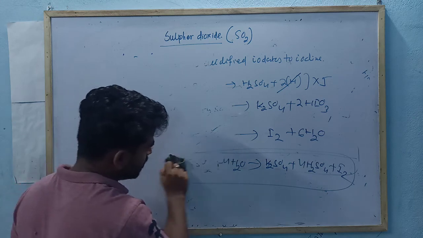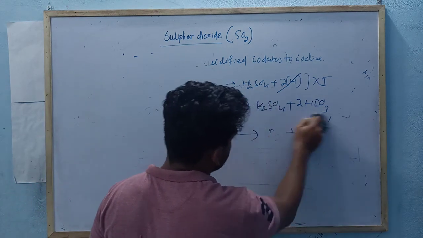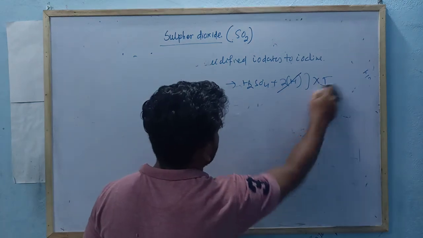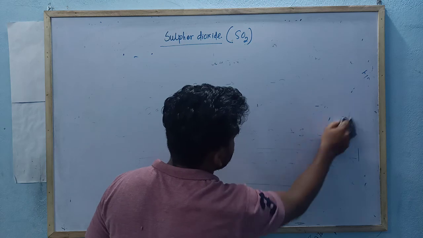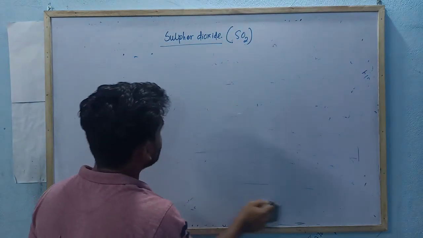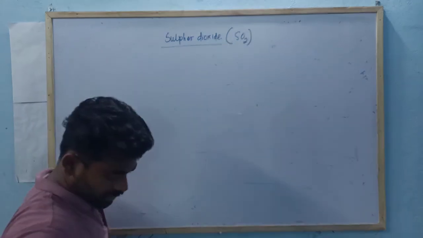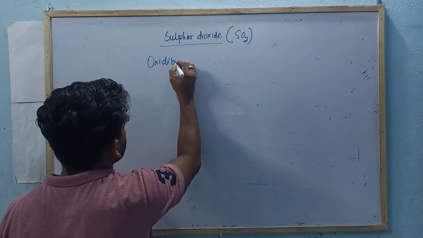Unless you have hard practice, you can't memorize these chemical reactions, especially the oxidizing nature and reducing nature. There is no more top-class reason behind it. You just practice it and memorize the reactions. Okay. Next, that is its oxidizing nature.